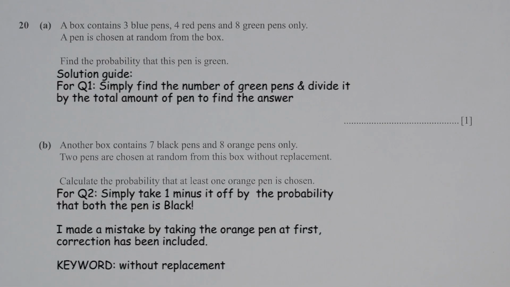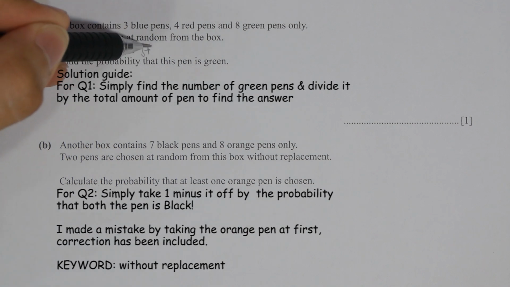For question 20, first I identify the total pens, which is 15. So 8 over 15 is the probability that the pen is green.